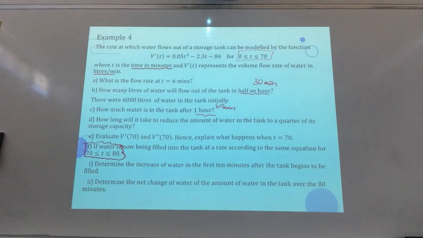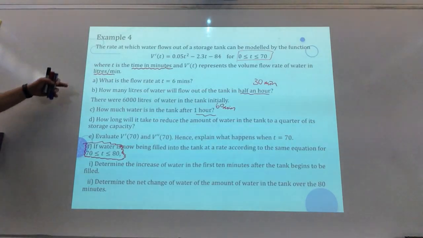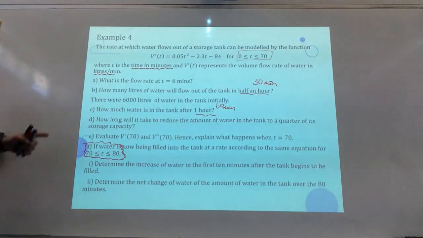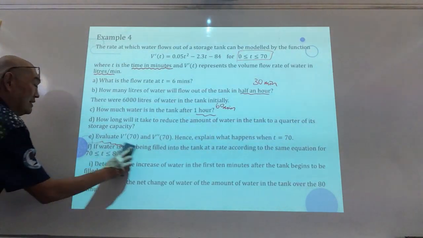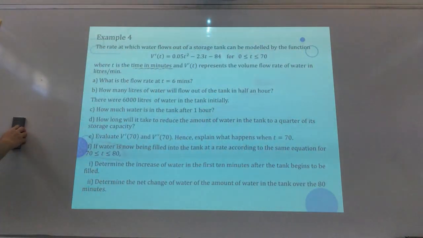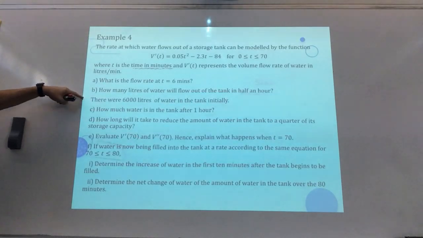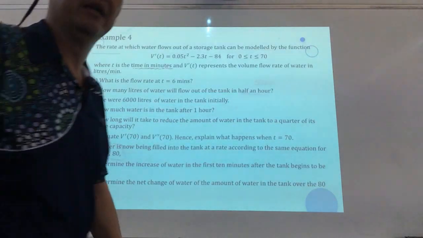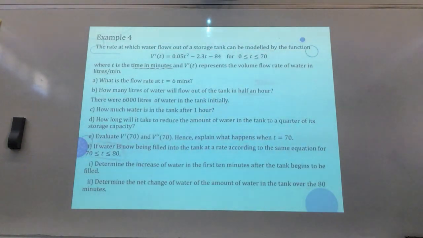Now we're going to think about what we need to do. Part A and part B are straightforward. Part C, we will start thinking about what to do. Also, there were 6,000 liters of water in the tank initially. The calculator assumed this one.